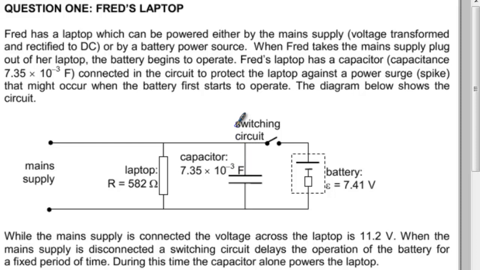While the main supply is connected, the voltage across the laptop is 11.2 volts. When the main supply is disconnected, a switching circuit, this one over here, delays the operation of the battery for a fixed period of time. During this time, the capacitor alone powers the laptop, i.e. we have the following blue circuit, and that is all that's in the circuit, a capacitor and a resistor.